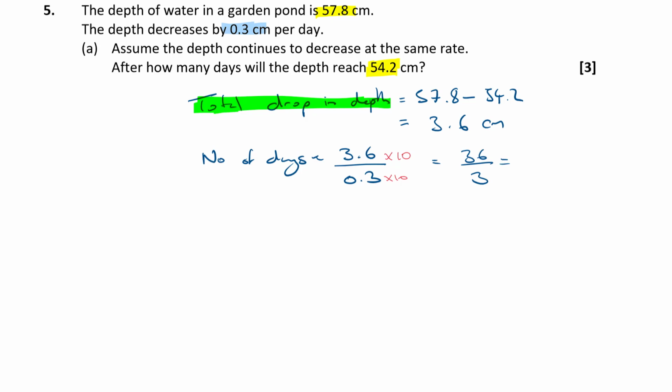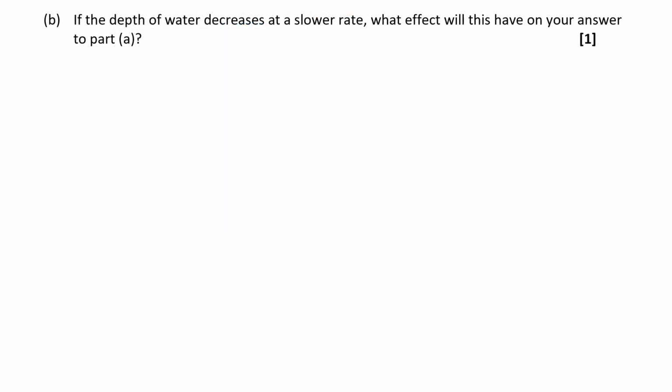How many 3s go into 36? It goes in 12 times. Okay, so the number of days it takes is 12. 12 days is my answer. Part B says, if the depth of the water decreases at a slower rate, what effect will this have on your answer to part A?